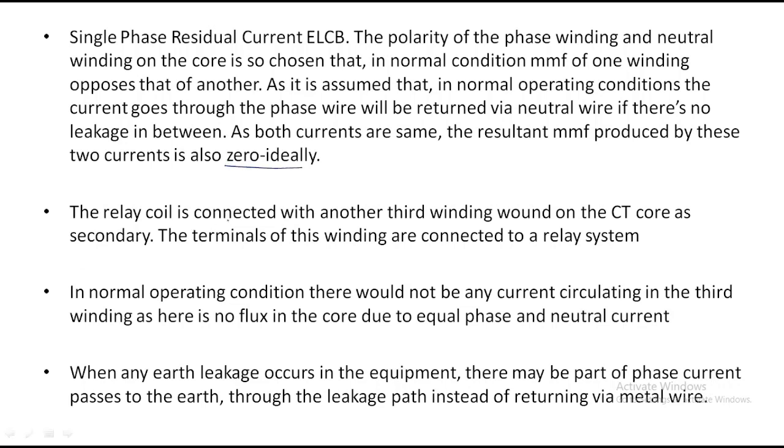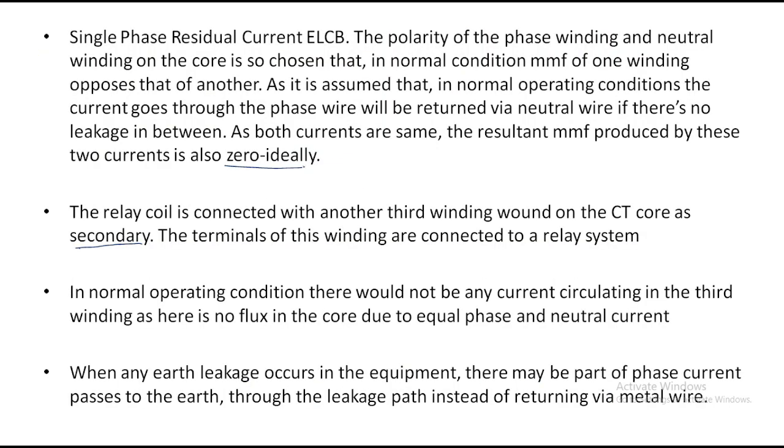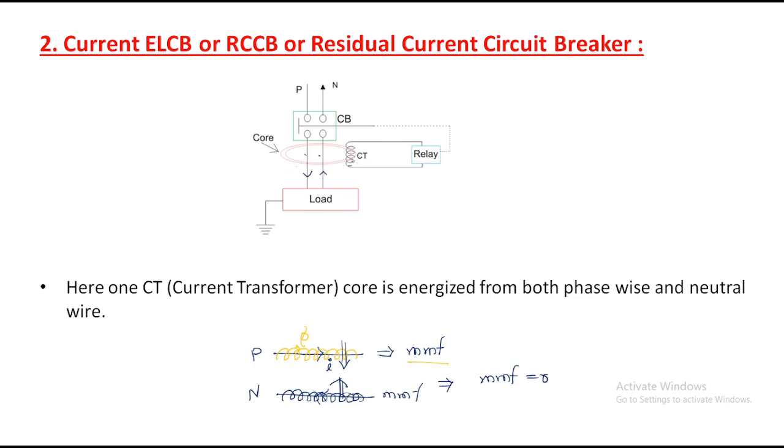The relay coil is connected with another, third winding wound on the CT core as the secondary. So generally, look here, we are connecting the relay coil with that another winding. That winding is on the CT, the current transformer. What is the application of the current transformer?